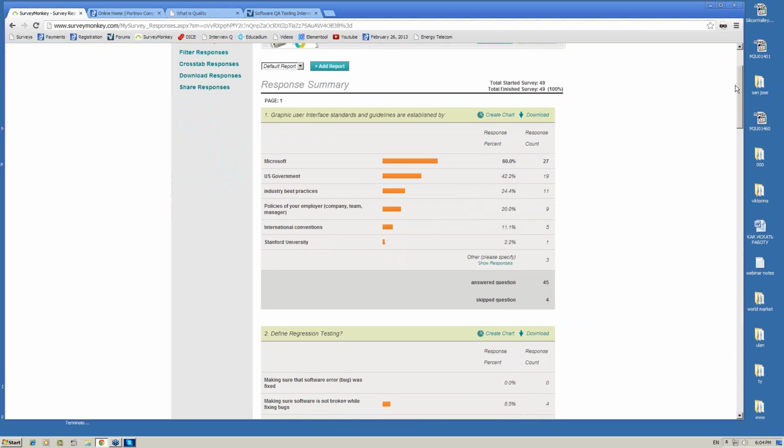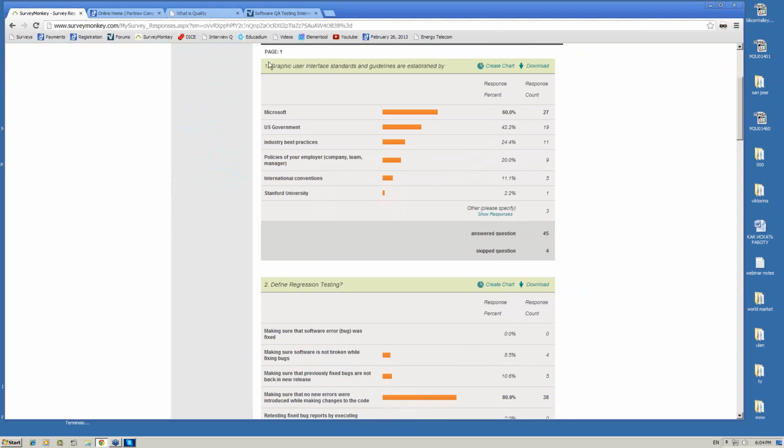So the first question says, graphic user interface standards and guidelines are established by who? Who comes with the rules of graphic user interface? Before we jump on that, I just want to make it clear why we care about graphic user interface standards and guidelines and rules and all that.